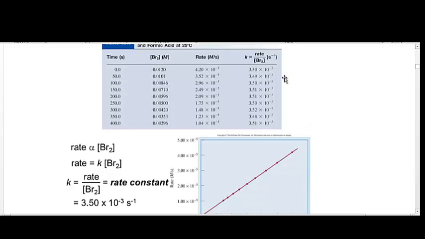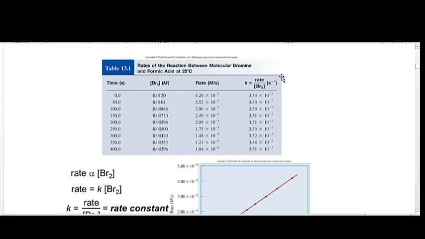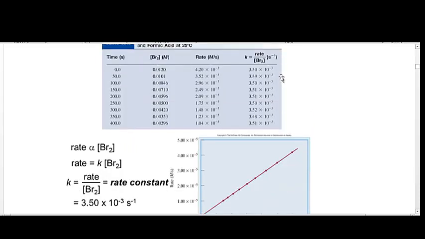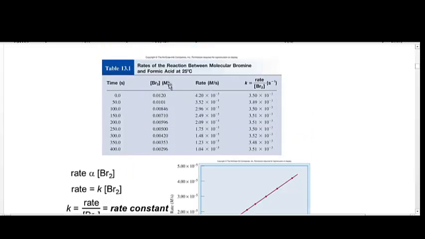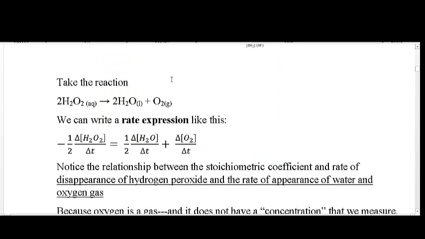So the rate constant is going to be the same for this particular reaction, but the order of the reactant will be either zero, first, or second order. So that's an important point here. So let's take a look at a reaction here.